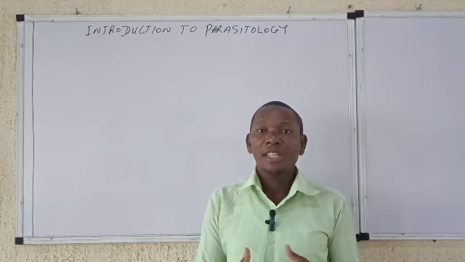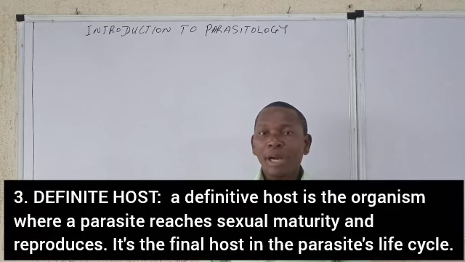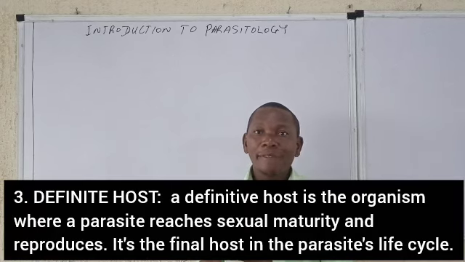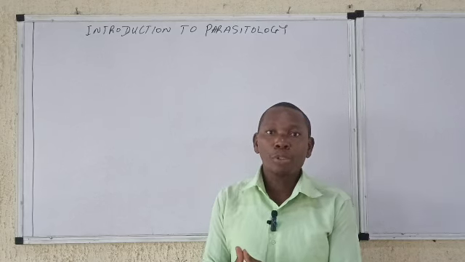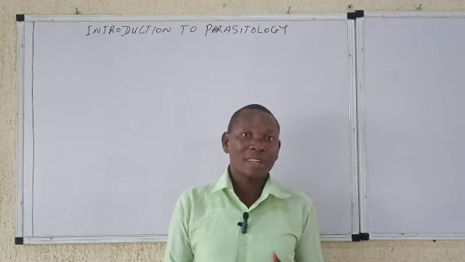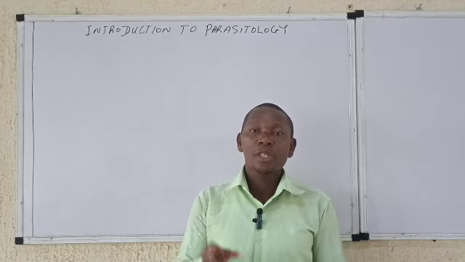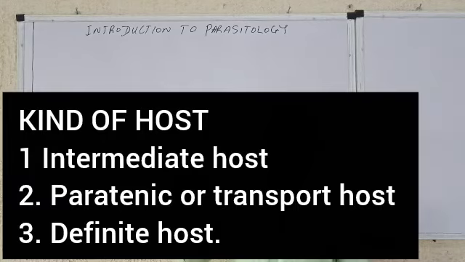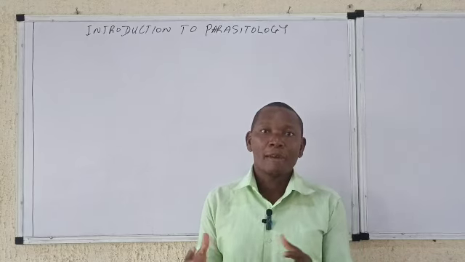The last kind of host we are going to talk about is the definitive host, which houses the sexually mature parasite, and usually reproduction and various other activities occur in the definitive host. So let's go through this again. Three kinds of hosts: the intermediate host, the paratenic or transport host, and the definitive host. Let's talk about the parasite.